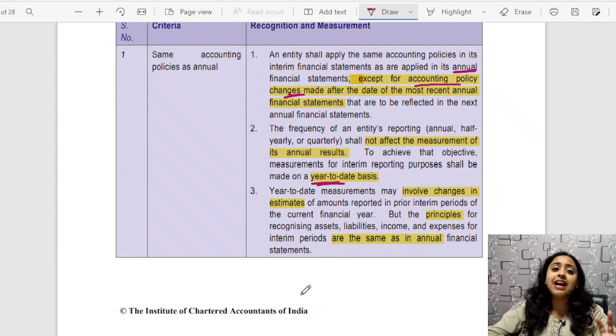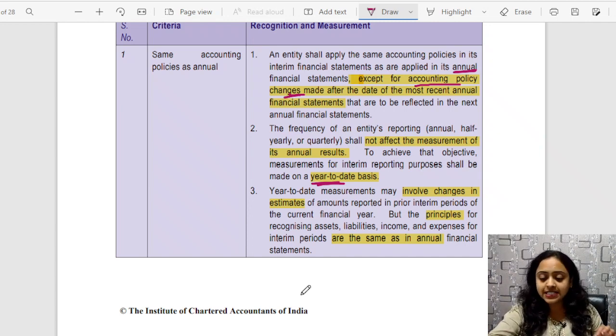As you know, the interim financial statements are the statements that are prepared for a shorter period. They are prepared in the middle of the financial year. Now, in this case, what sort of accounting policy should be followed? In general, the basic rule is what? You have to follow the same accounting policy as per the last financial statement that you have reported.